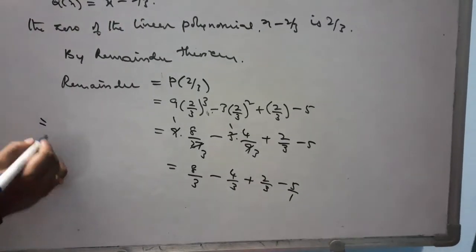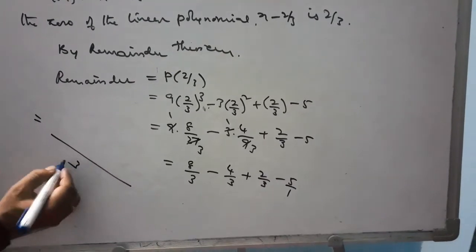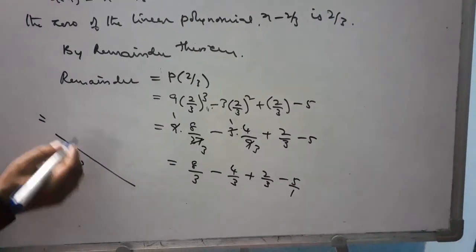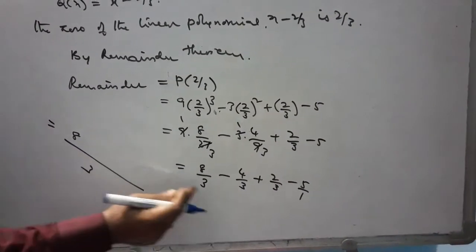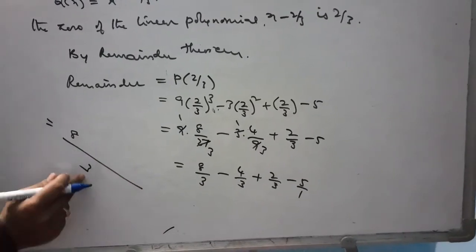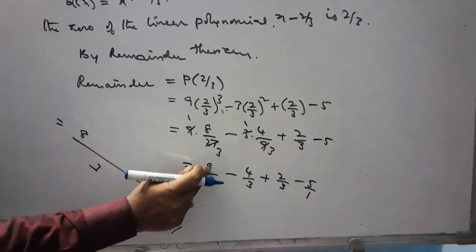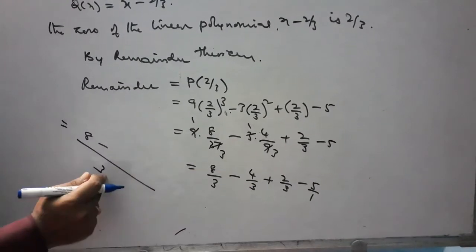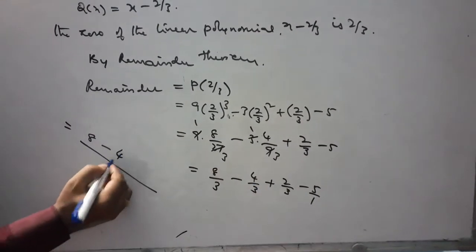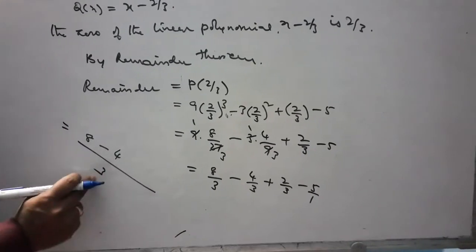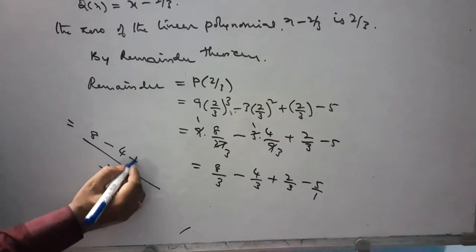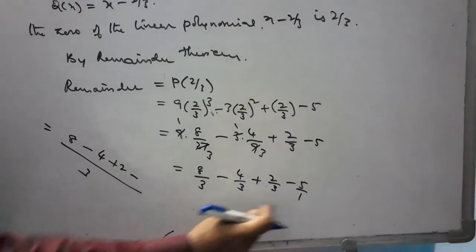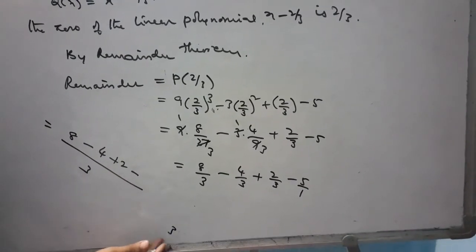So what is the LCM? LCM is 3. So here it is 8, 3, 3 ones are 3. So 1 into 8 means 8, minus 3 ones are 3, 1 into 4 means we will get 4, 3 ones are 3, 1 into 2 means plus 2, minus 1 threes are 3.